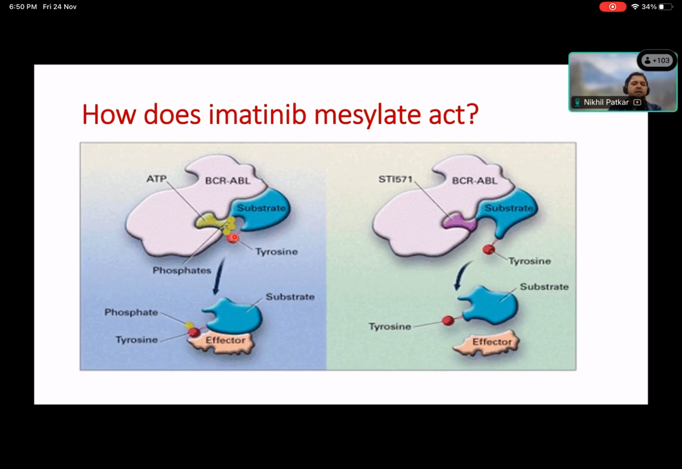So imatinib mesylate as a drug lodges itself at the ATP binding pocket of the BCR-ABL protein, and as a result downstream phosphorylation of substrates cannot take place. Here in an untreated state, you can see that the BCR-ABL protein binds this ATP molecule and results in phosphorylation of downstream substrates. But imatinib mesylate blocks this phosphorylation, so this uncontrolled phosphorylation of substrates will stop, reversing the oncogenic ability.